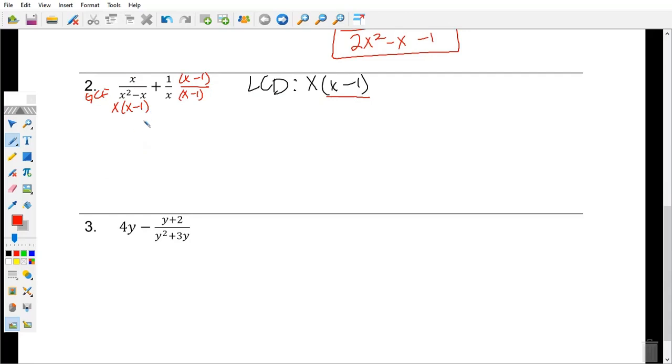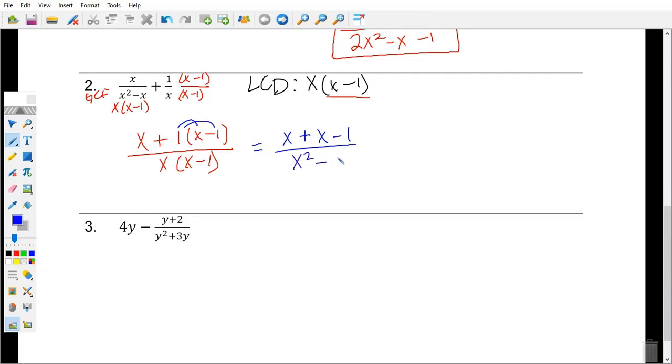So now I can write it as one fraction. So we have x plus 1 times x minus 1 all over our least common denominator, which is x times x minus 1. The goal of an LCD is to get from 2 fractions to 1, okay? To get from 2 to 1. So now we can go through and multiply. Now we're going to distribute and keep it pushing. So we end up with x, distribute the 1, which just makes it plus x minus 1 all over x squared minus x.